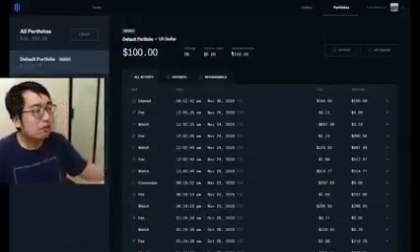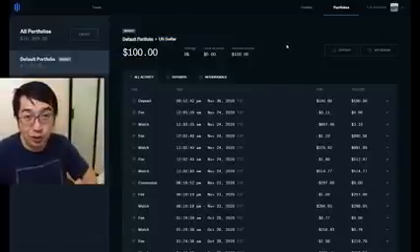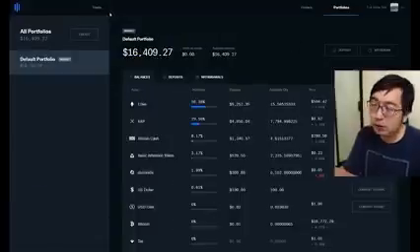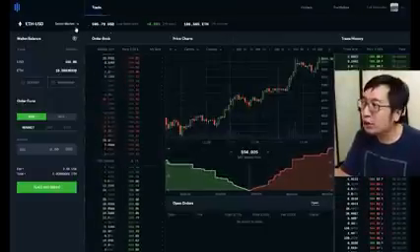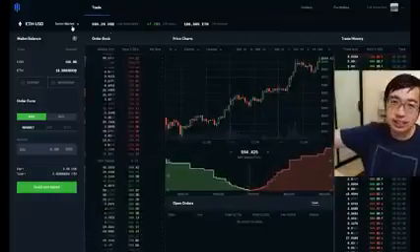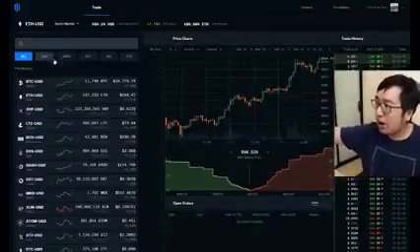Now that our account has been funded, we can begin trading on Coinbase Pro. So from your portfolio, you just hit the trade button at the top left here. And now you can begin trading. So if you hit select market at the top left, you have all your options.